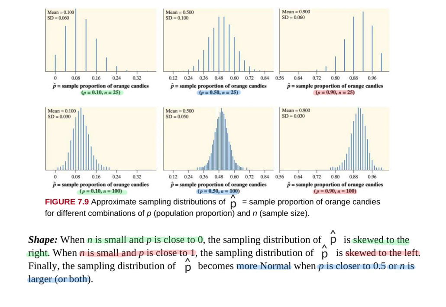The other thing that can happen is that we get a more normal distribution, where it looks like more of a bell curve. That is when p is closer to 0.5 or n is larger. So you still get a nice bell-curve-looking curve when n is 25 or when n is 100. That p value being 0.5 is really important in terms of having a more normal distribution.